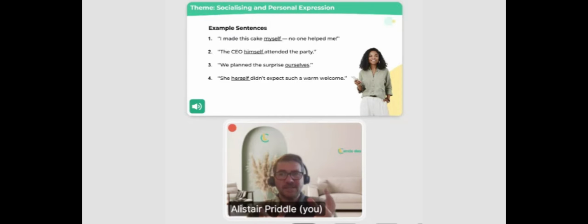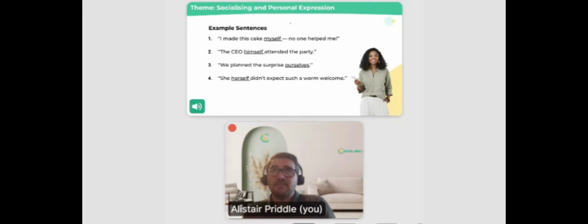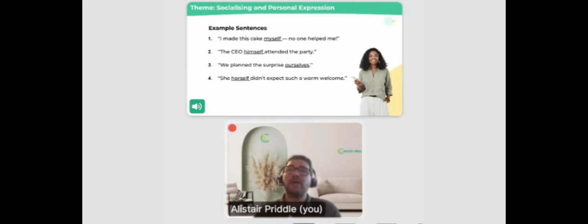So these sentences, they use reflexive pronouns for emphasis. And because they are used for emphasis, they are optional extras. For example, I made this cake. No one helped me. This is a good sentence. But if we add the reflexive pronoun, it adds emphasis. I made this cake myself. No one helped me.